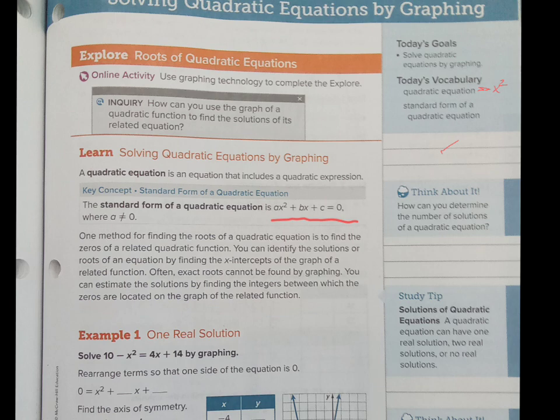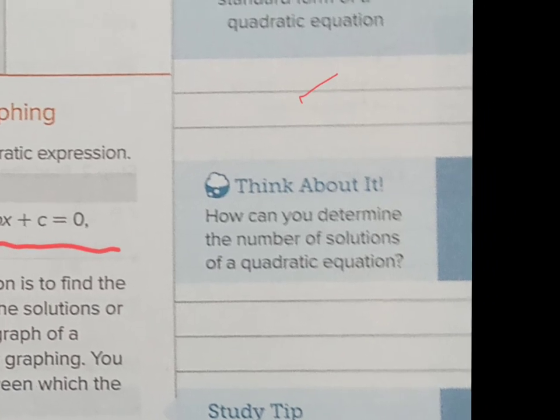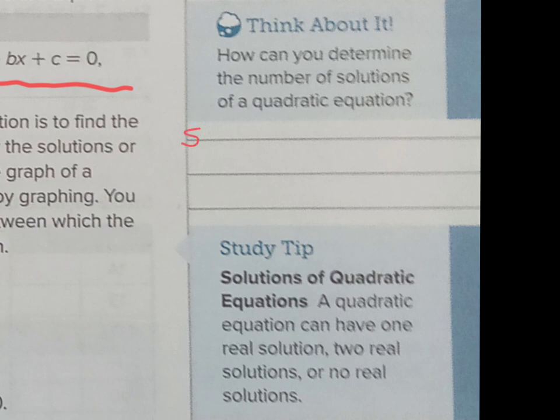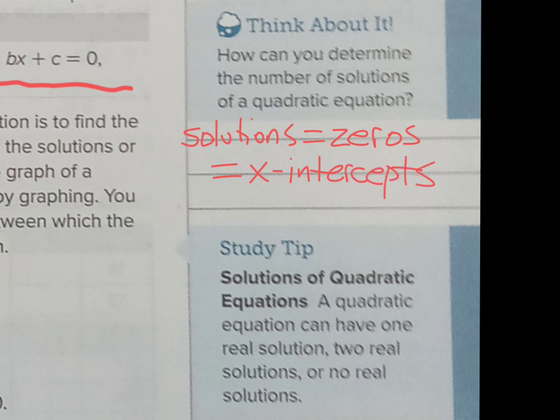But it says one method for finding roots. Oh, that's the other thing we have to talk about real quick before we go on, because they're going to start using terms they didn't define for us. One thing you have to make sure you know is that solutions to a quadratic equation are the same thing as zeros, which is the same thing as x-intercepts. Those words can be used interchangeably. So if I say zeros, you need to think of x-intercepts.